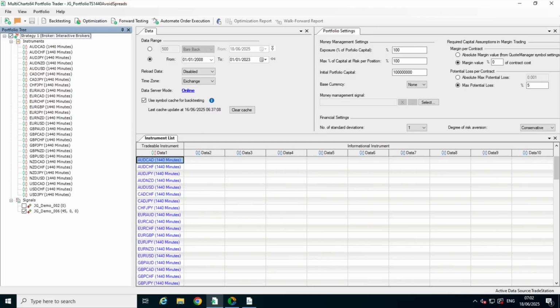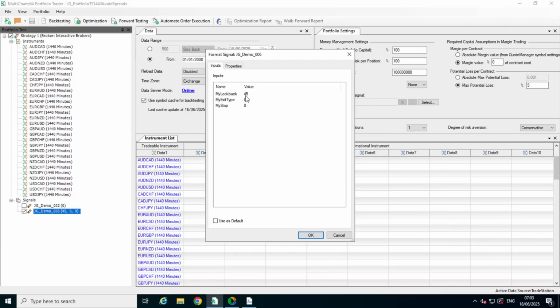So looking at the Portfolio Trader here, we can see on the left-hand side the list of the 28 Forex pairs which we're testing. On the strategy, we can see that we're looking at a look back of 45, so that's the one we've tested.